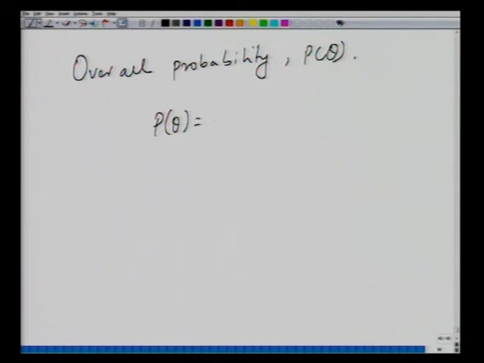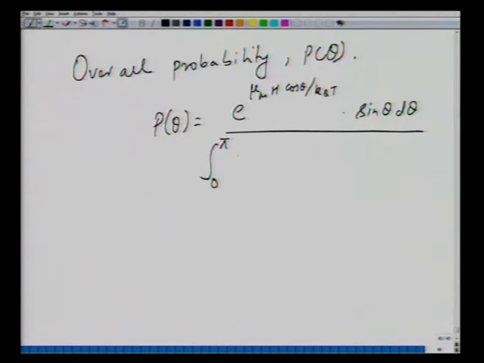So as a result, the overall probability P of theta for atoms making an angle between theta and theta plus d theta is given as e to the power mu_m H cos theta divided by k_B T, times sin theta d theta, divided by the integral from 0 to pi of e to the power mu_m H cos theta divided by k_B T, times sin theta d theta.